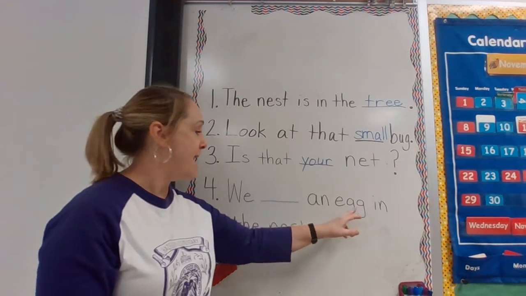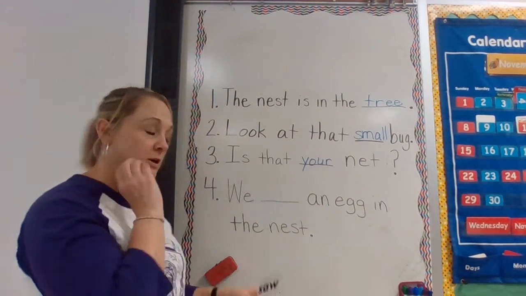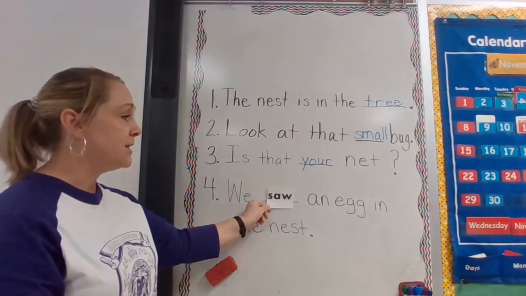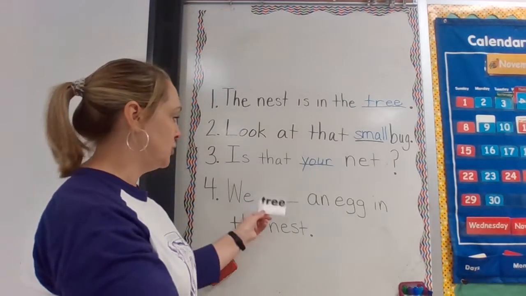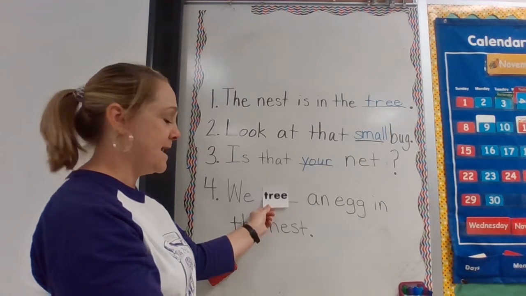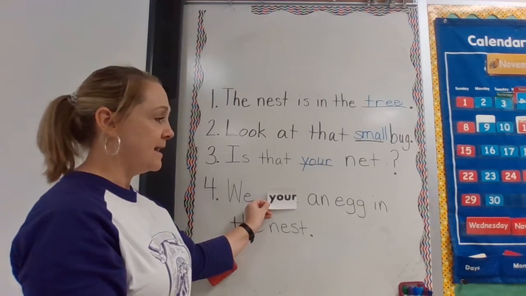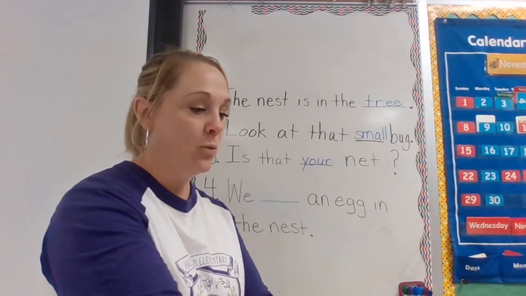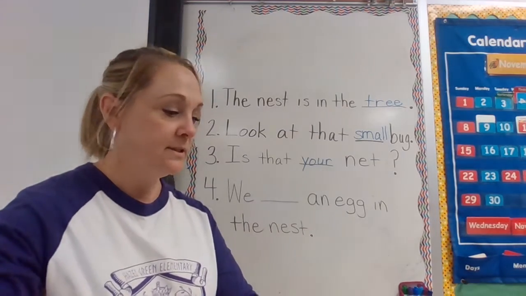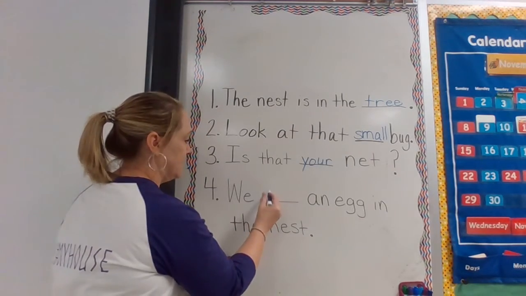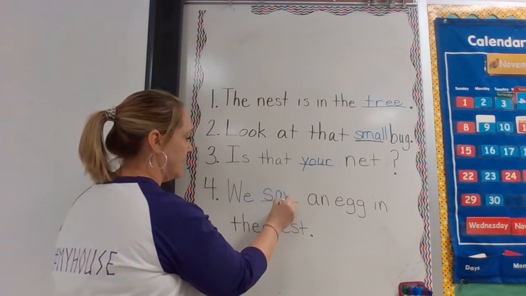All right, number 4. We blank an egg in the nest. Our last word is saw. Let's make sure it makes sense. We saw an egg in the nest. What about tree? We tree an egg in the nest. We your an egg in the nest. We small an egg in the nest. So saw makes the most sense. Saw completes the sentence. We saw an egg in the nest.